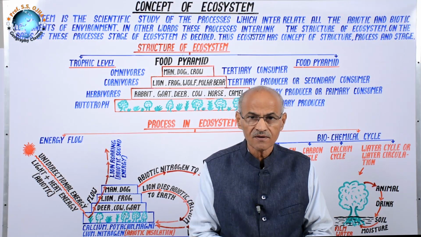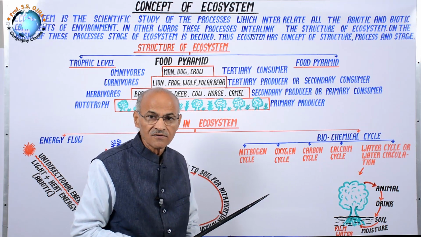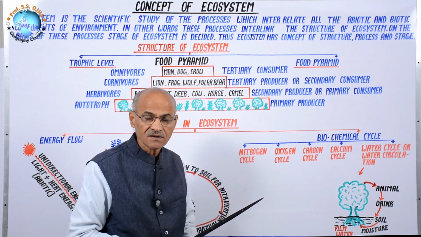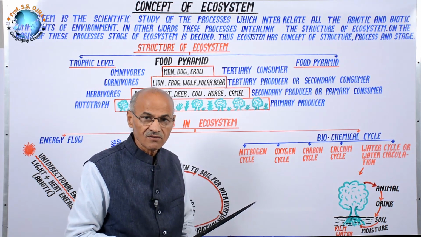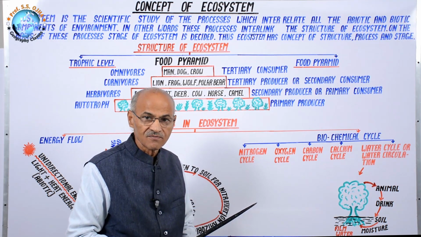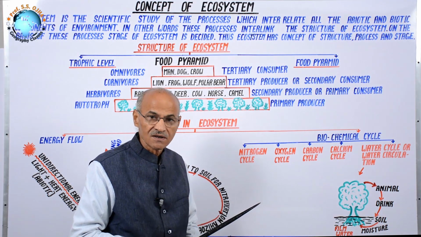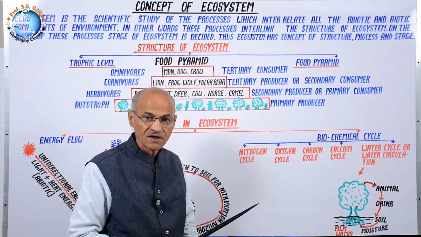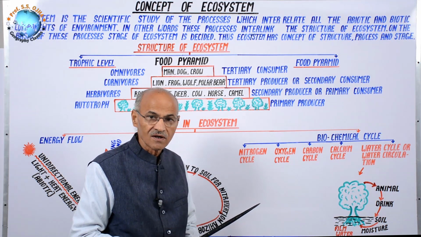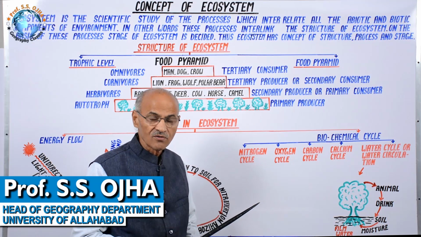In environmental geography, we first studied the concept of environment, ecology, and ecosystem. Now, we have to study the concept of ecosystem in detail. As we know, environment is the integration of all the biotic and abiotic components, while ecology is all types of relationship between the abiotic and biotic components. But ecosystem is the scientific study of the process which interlinks the biotic and abiotic components. The main processes are energy flow, biogeochemical cycle, and biocycle.